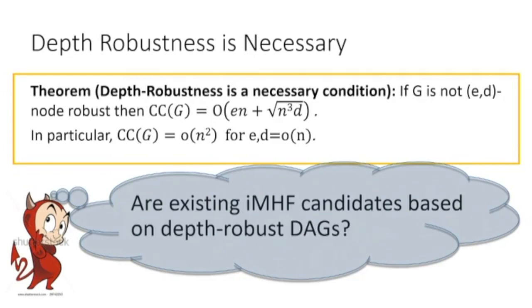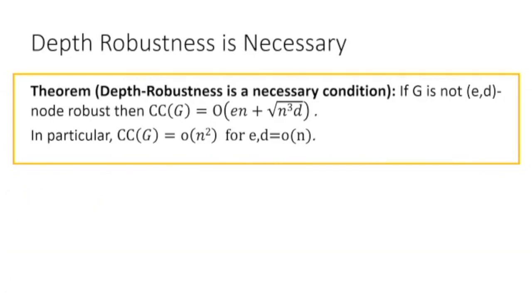So one thing to note is that if e and d are smaller than n, then in particular, this means that the cost is substantially smaller than n squared, right? So we want to have costs that scale with n squared. But if e and d are both smaller than n, then this actually gives us an attack with cost that's substantially smaller than n squared.